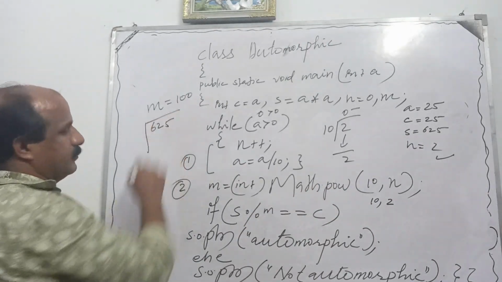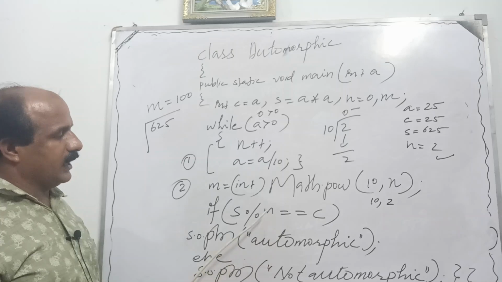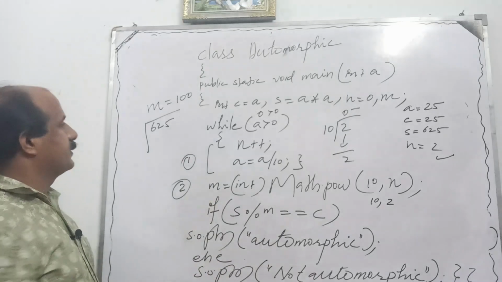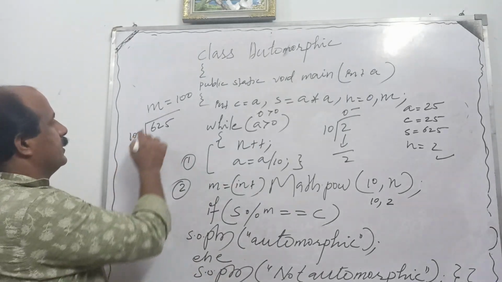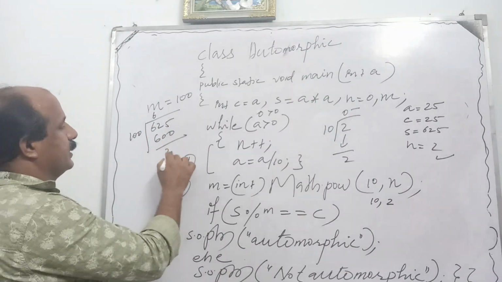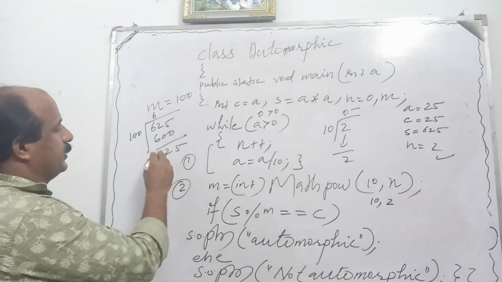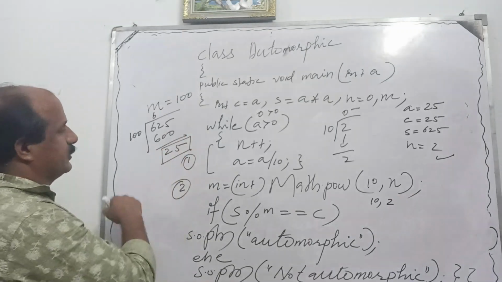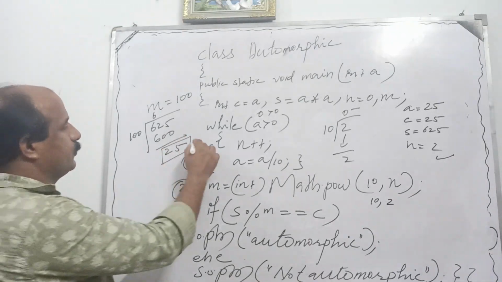625 then modulus with what? M. What is m? 100. Please take 6 times 600 and what will be the modulus? 25. Just check it. This is the modulus 25.